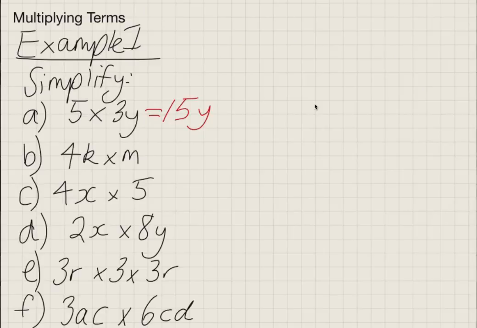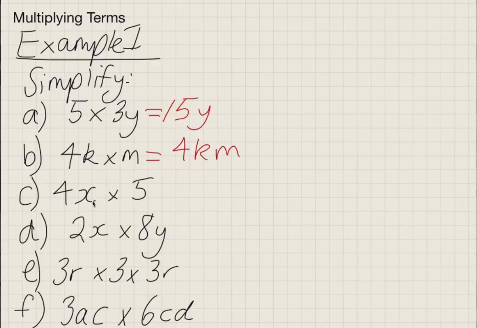4k times m. The only thing we can do here is remove this multiplication sign to make it km. So we are left with 4km. And we write them usually in alphabetical order. So k goes before m in the alphabet, leaving 4km.